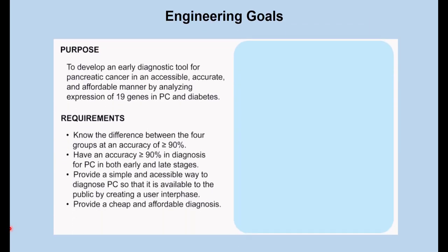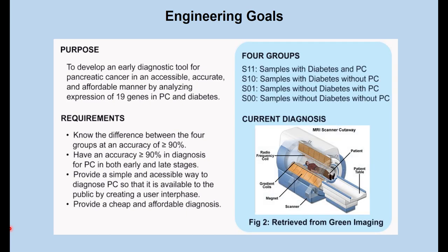This therefore led me to my goal of developing an early diagnostic tool for pancreatic cancer by analyzing the expression of 19 genes. The success of the algorithms was credited to 4 different characteristics, which included knowing the difference between the 4 groups here, as well as early and late stages at an accuracy of over 90%, providing a user interface to aid in availability, and supplying an affordable diagnosis.